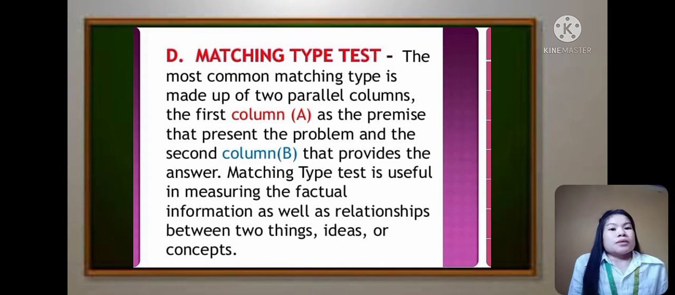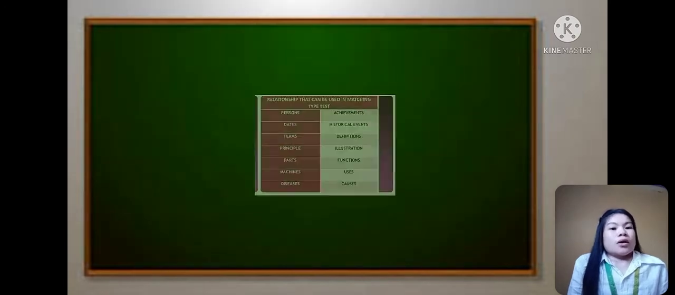The most common matching type is made up of two parallel columns. The first column, A, is the premise that presents the problem, and the second column, B, provides the answer. Matching type test is useful in measuring factual information as well as relationships between two things, ideas, or concepts.